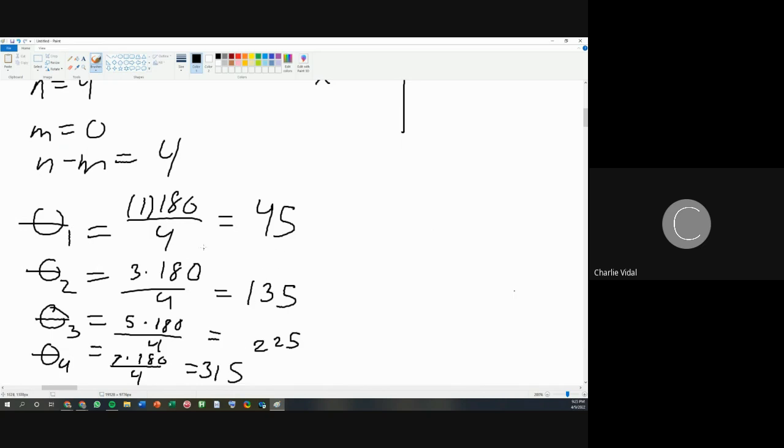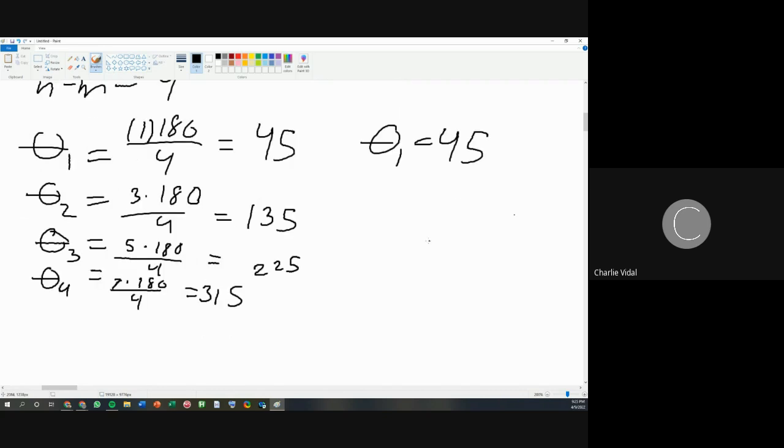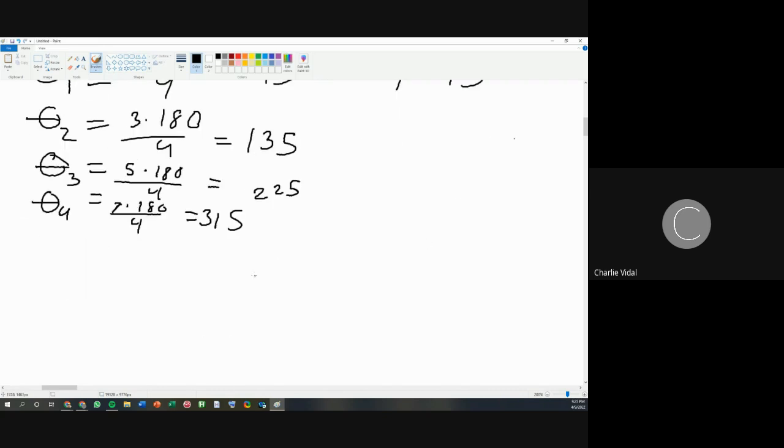Either way, these equations are pretty simple, right? You might want to write it on the quiz. You might just want to write theta 1 is equal to 45 because you already know it's 45. That's up to you guys. Or maybe you just want to write one of them. So for theta 2, you'll write the equation 3 times 180 divided by 4, and then for theta 3 and theta 4, you'll just write 225 and 315.